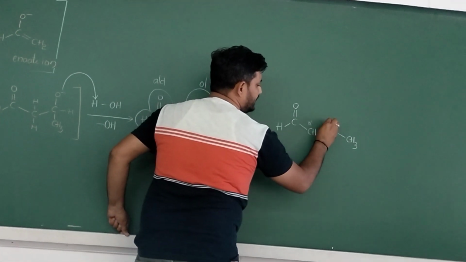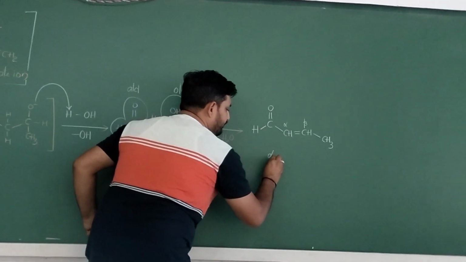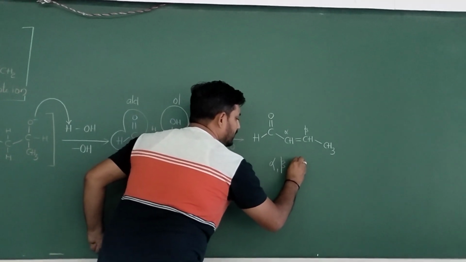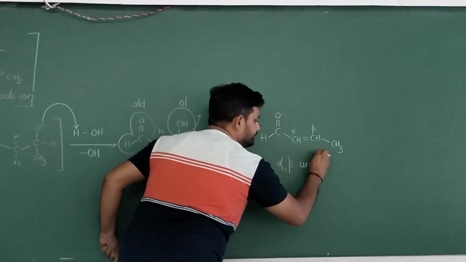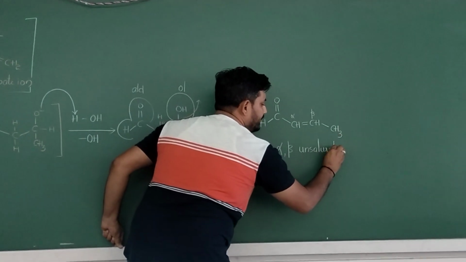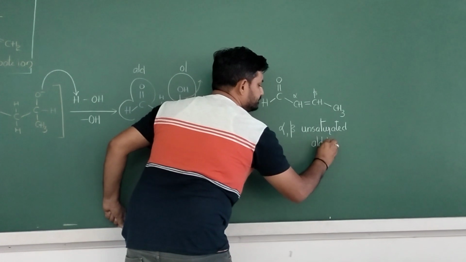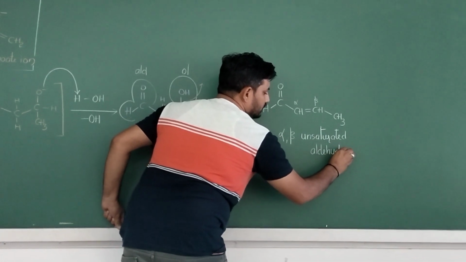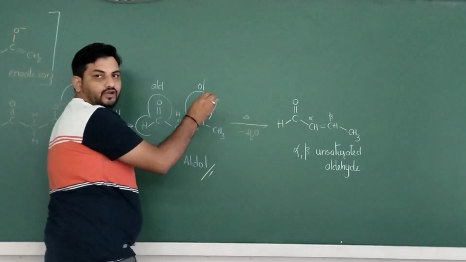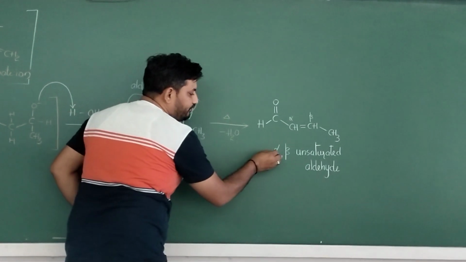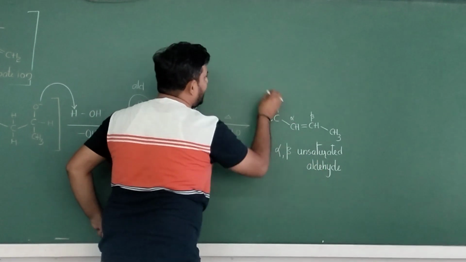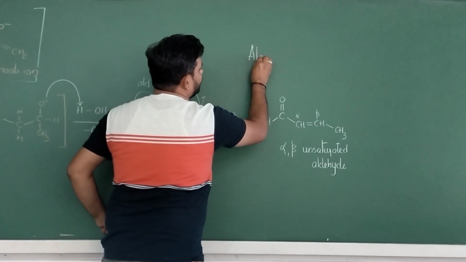This is referred to as an alpha beta unsaturated aldehyde. Now, aldol getting converted into an alpha beta unsaturated aldehyde is called aldol condensation.